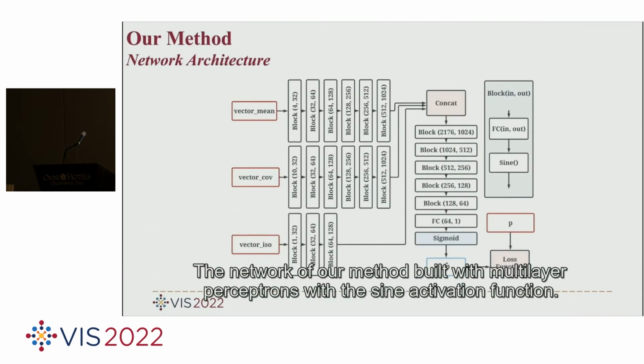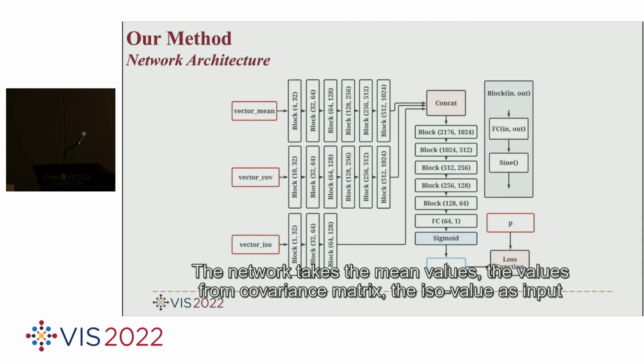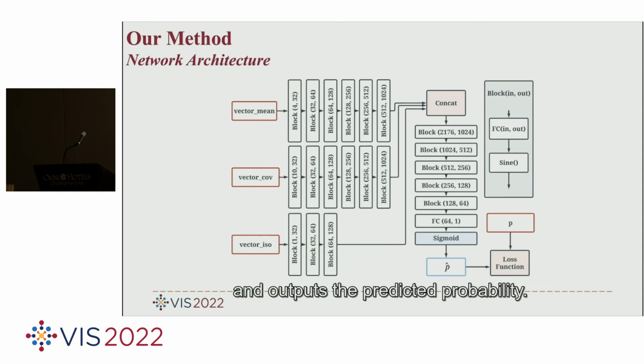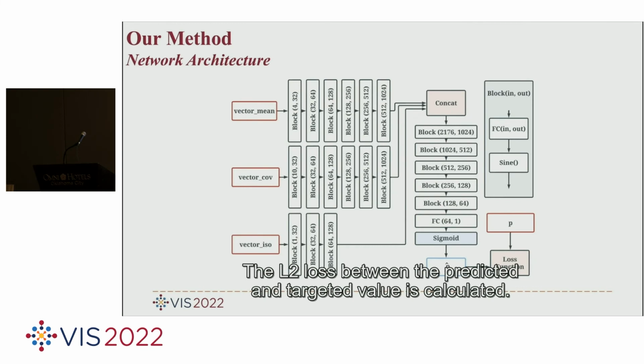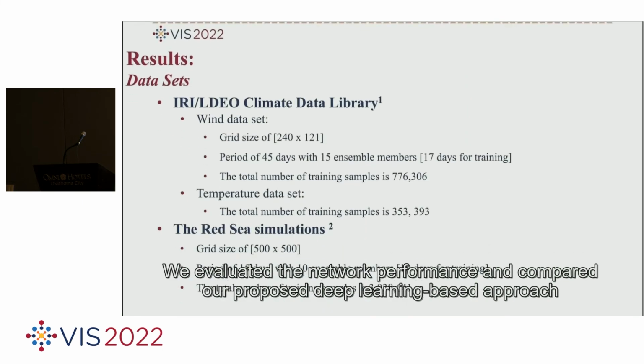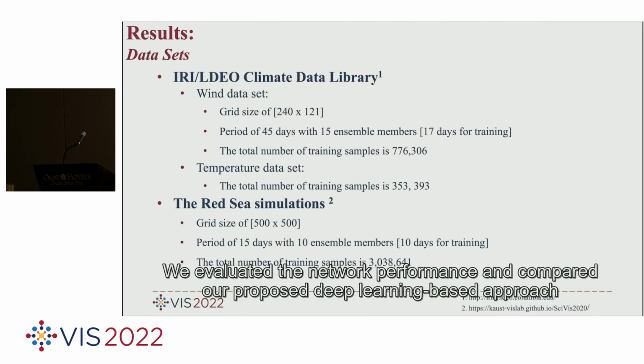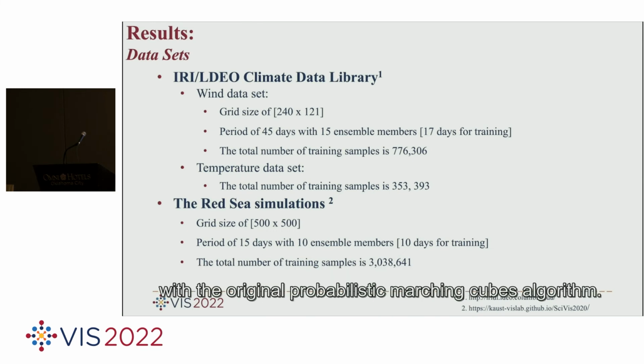The network architecture of our method is built with a multi-layer perceptron with the sine activation function. The network takes the mean values, the values from the covariance matrix, and the isovalue as the input, and outputs the predicted probability. The L2 loss between the predicted and targeted value is calculated. We evaluated the network performance and compared our proposed deep learning-based approach with the original probabilistic marching cubes algorithm.